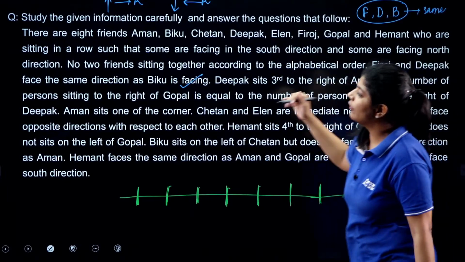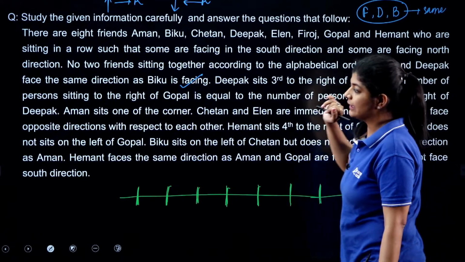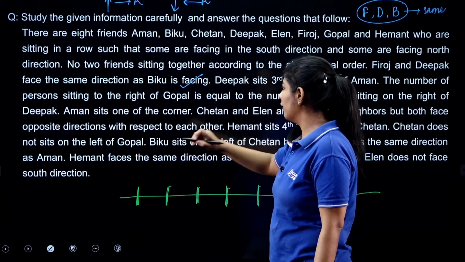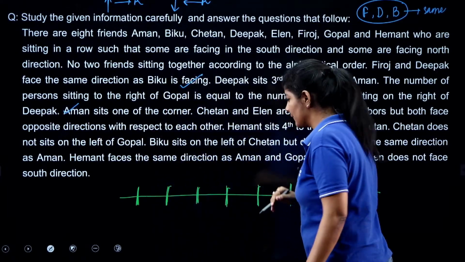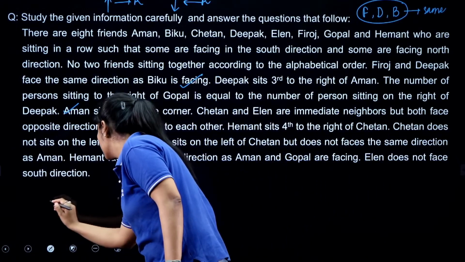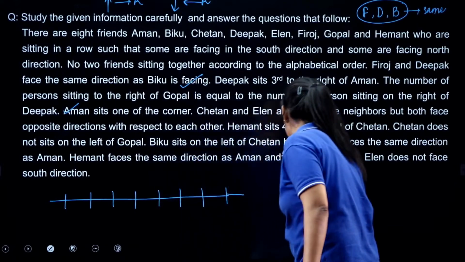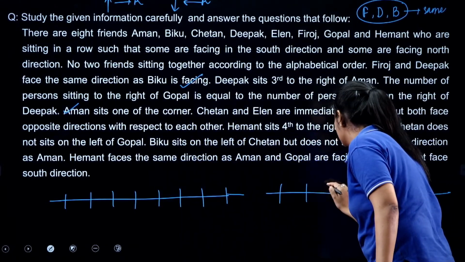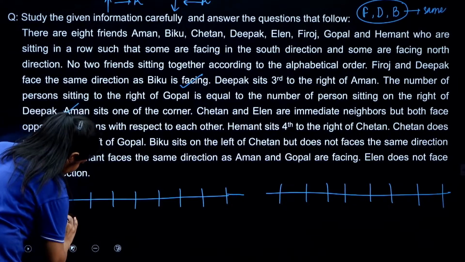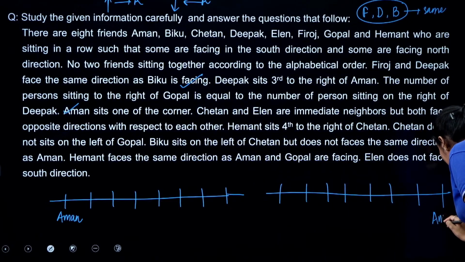The number of persons sitting right of Gopal is equal to the number of persons sitting on the right of Deepak. Aman sits at one of the corners. So we can start our arrangement with the help of this clue. But for that I guess we need 2 arrangements, because we have 2 different ends. So 1, 2, 3, 4, 5, 6, 7, 8, and here another 1, 2, 3, 4, 5, 6, 7, 8. We are assuming that initially Aman is sitting over here, and in this one we are assuming that Aman is sitting at this end.